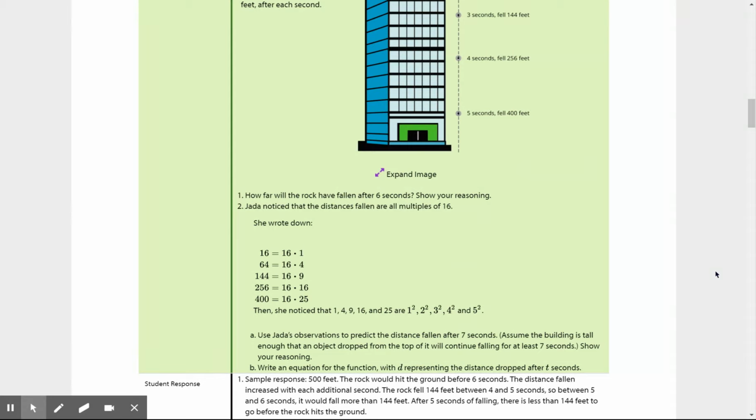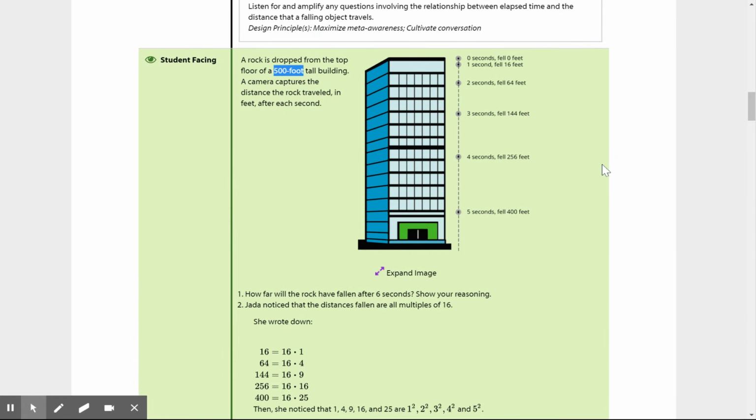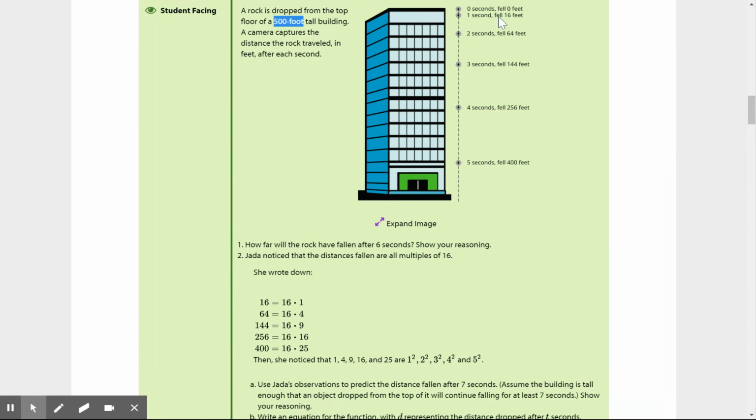For number 2, it says, Jada noticed that the distances fallen are multiples of 16. Interesting. So they're all multiples of 16. Let's see. So, okay, that makes sense. 16 times 1 is 16. 16 times 4 gives us 64. 16 times 9, 144. 16 times 16, 256. And 16 times 25 gives us 400.